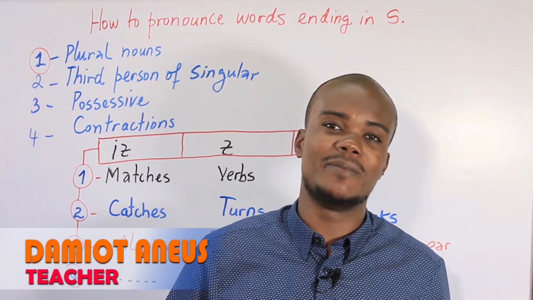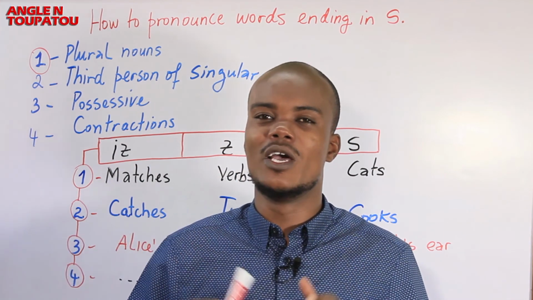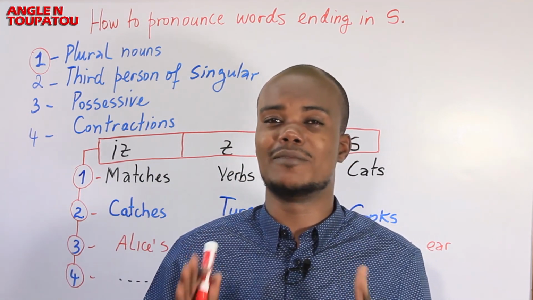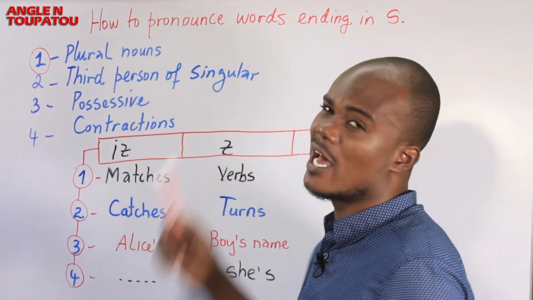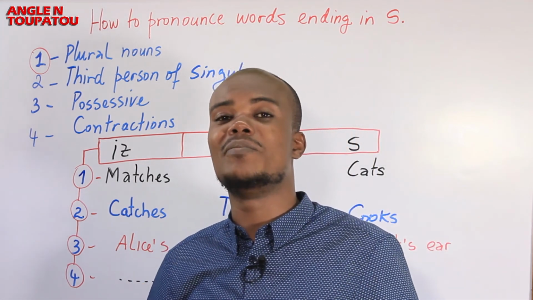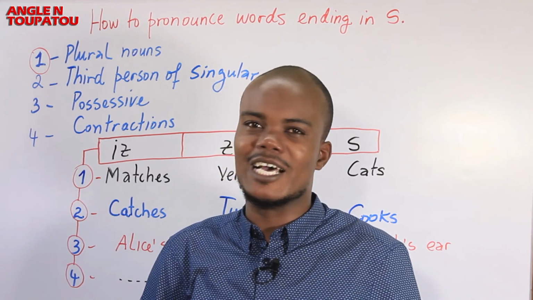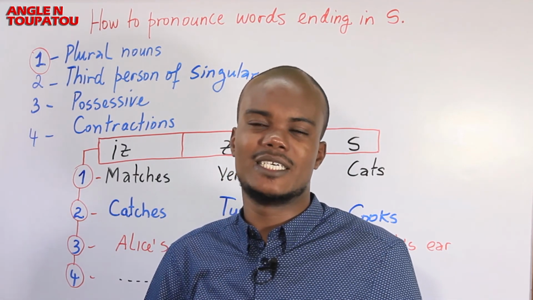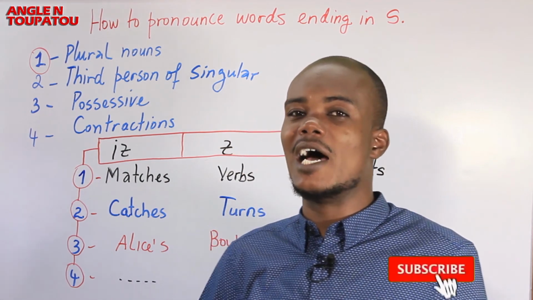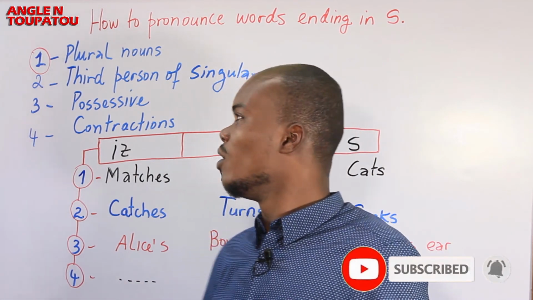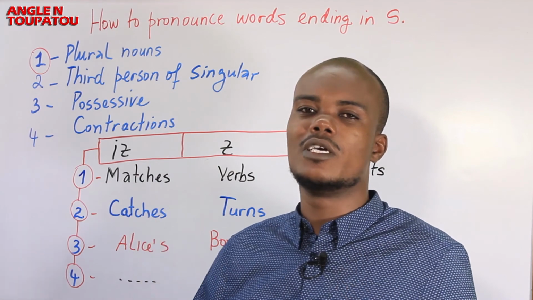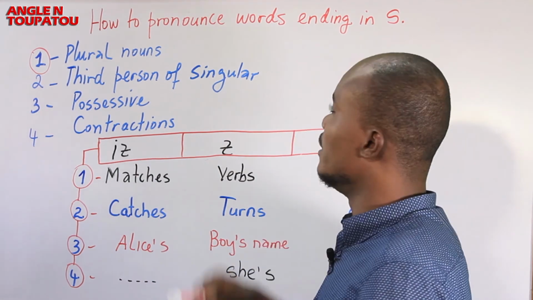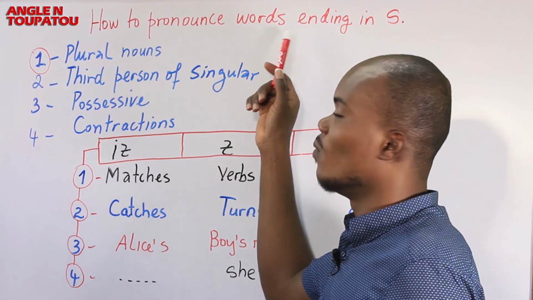Today is a great day because I come with a new video and I'm sure that this video is going to help you a lot. This video is going to talk about how to pronounce words ending in S in English. Either in verbs at the third person of singular, or when I have a noun, I'm talking about plural noun, or when I'm talking about possessive or contractions. You are going to learn how to use properly the S and words in English. Stay tuned.